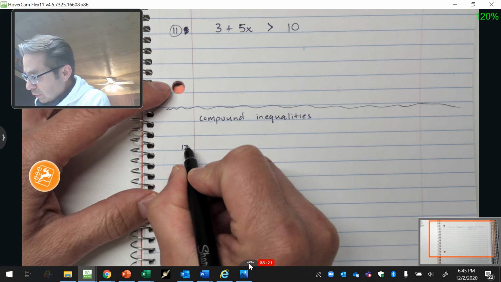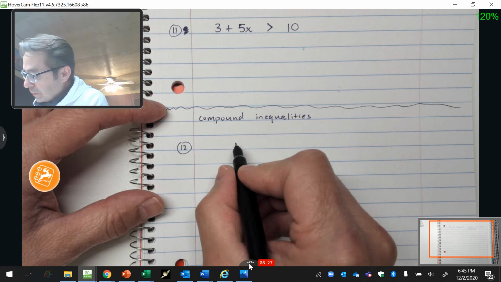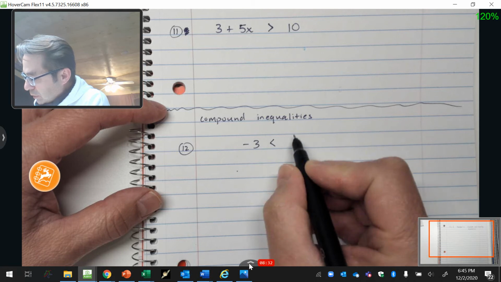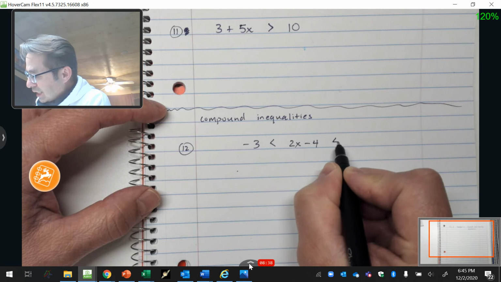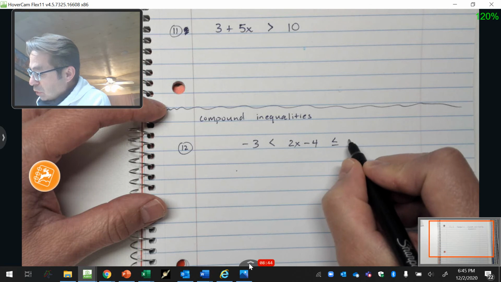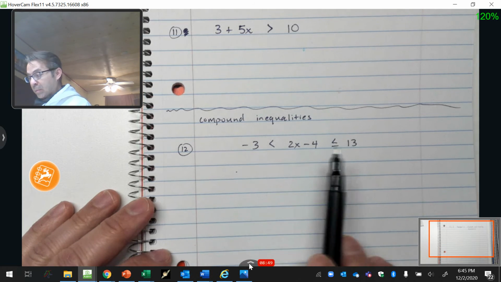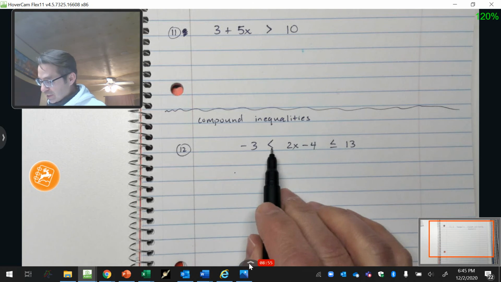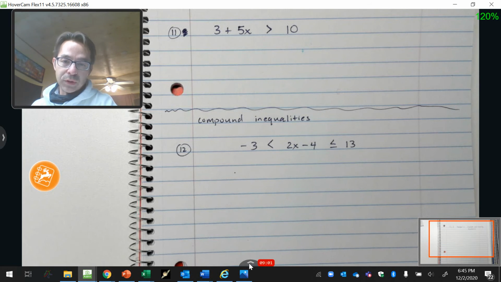So the problem is 12. I'm only going to have you do one. If you do one, I'll feel okay. Negative 3 is less than, I'm going to go 2x minus 4, which is less than or equal to 13? Sure, let's go 13. Just like in chapter 2, small number here, big number there, always, 100% of the time. And then this is always going to be less than, or equal to.